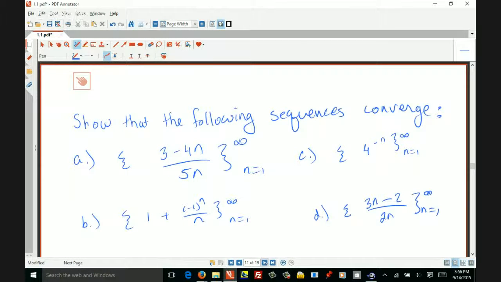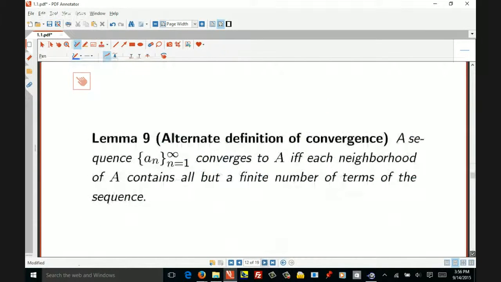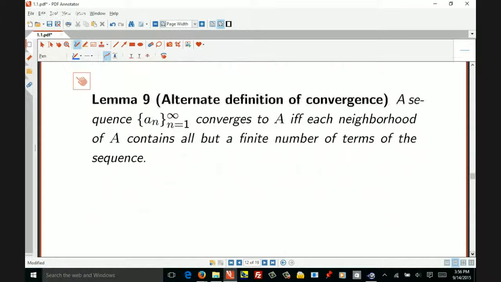Okay, we did that on the board last time. So we had an alternate definition for convergence. What was the original definition?